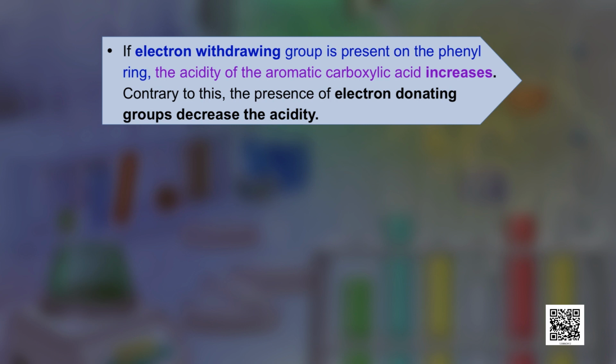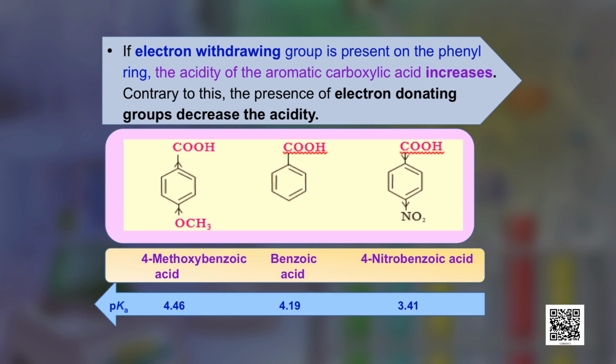If an electron withdrawing group is present on the phenyl ring, then the acidity of the aromatic carboxylic acid increases. Contrary to this, the presence of electron donating groups decreases the acidity. Here you can see the pKa values for benzoic acid, and in one case where the electron donating methoxy group is present, the acidity is less and pKa is more. When an electron withdrawing group such as nitro group is present in 4-nitrobenzoic acid, the acidity is more and pKa value is less, and lesser than the benzoic acid for comparison.